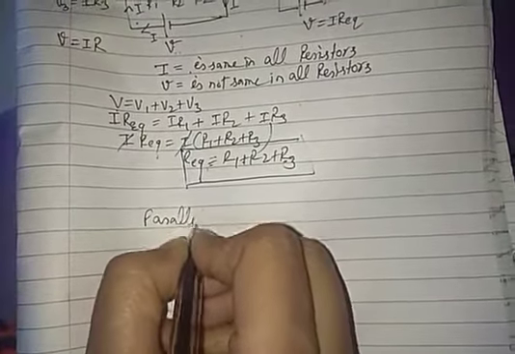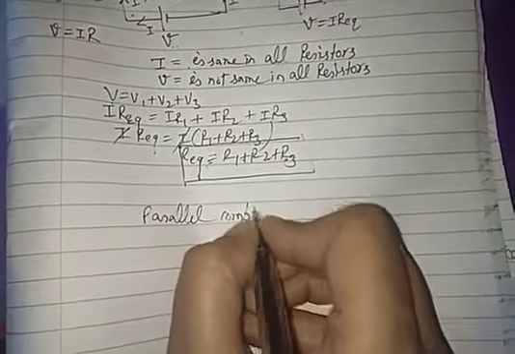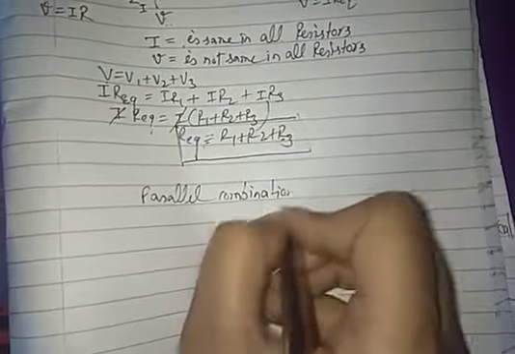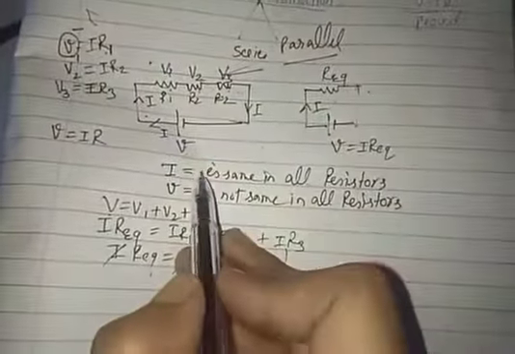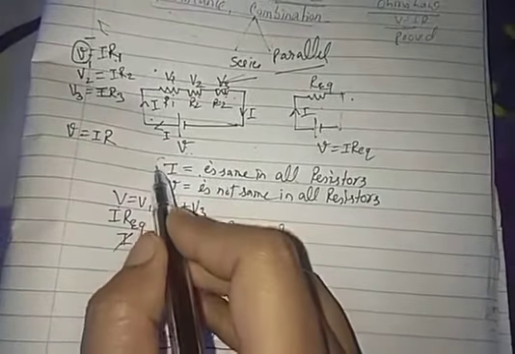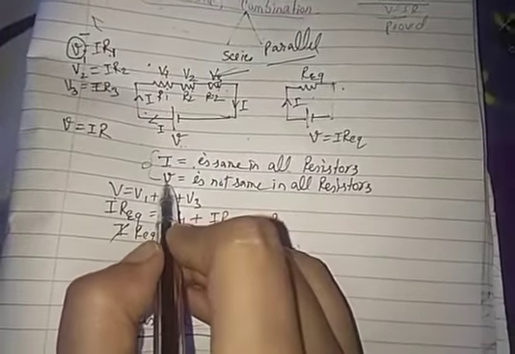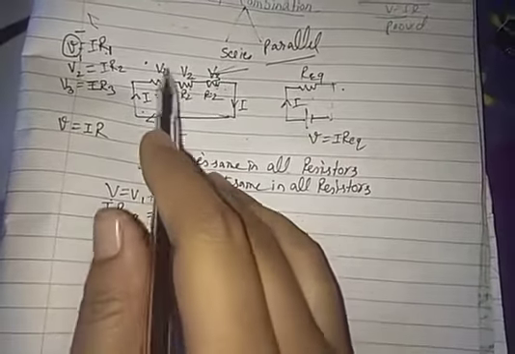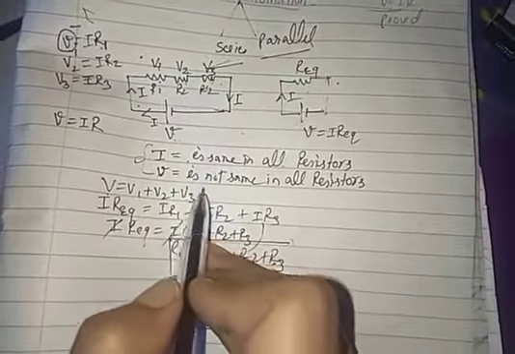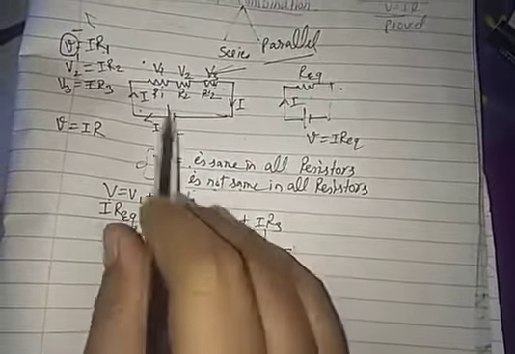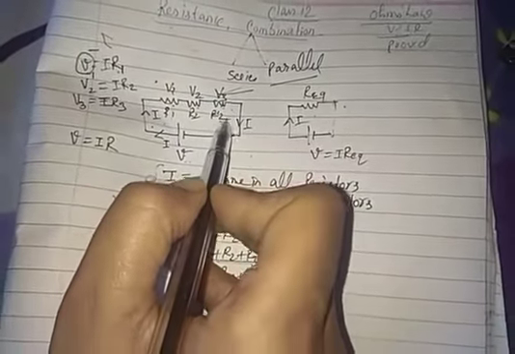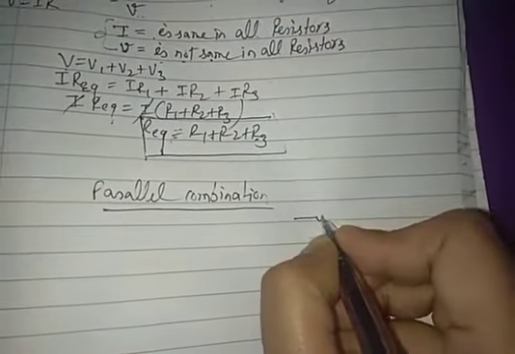Now in parallel combination, you will get a different value, as this derivation is totally based on the values of I and V. As you can see, in series I is the same in all resistors, and V is not the same in all resistors, because R1, R2, R3 have different values. Now let us talk about parallel combination.